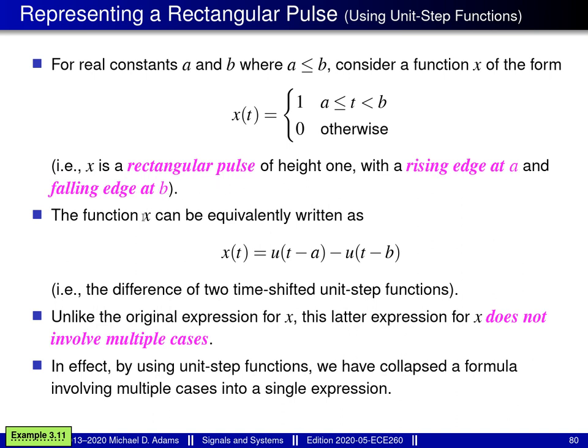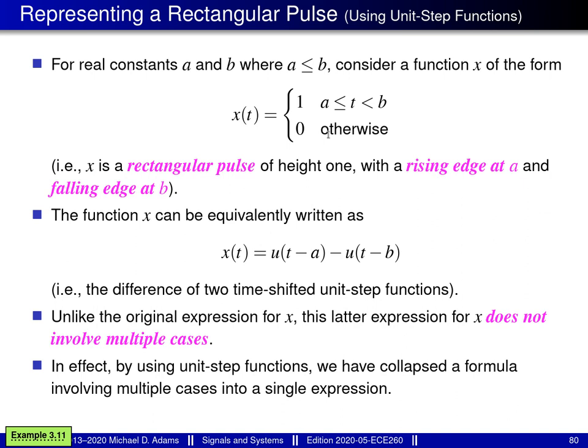It turns out that the function x can also be equivalently written using an expression of this form that I've highlighted here. In other words, it can be represented as the difference between two time-shifted unit step functions. Now this is a very helpful thing because the advantage that this expression here has over the one at the top of the slide that we originally have for our function x is that this particular expression here is a single expression, like a single case, that's valid for all t. Whereas the formula that we have up here consists of two cases.